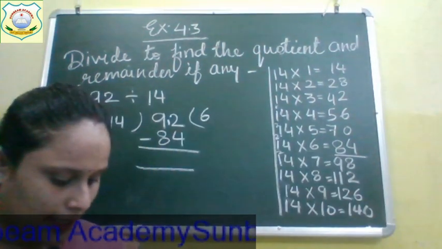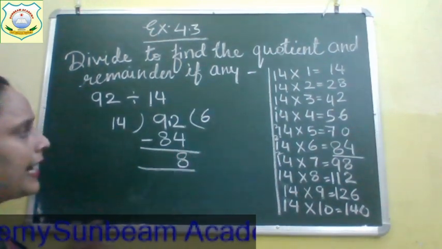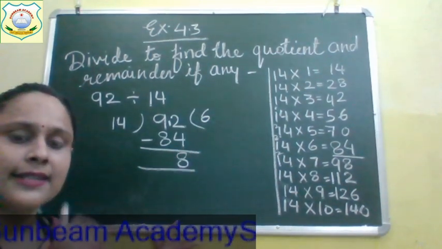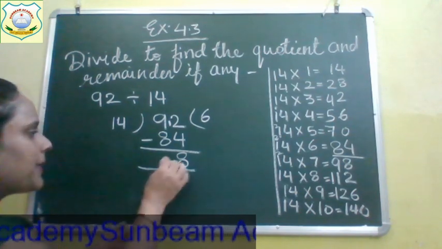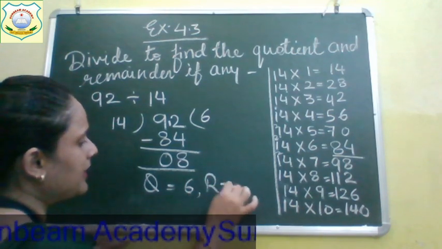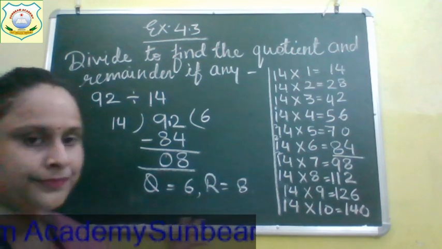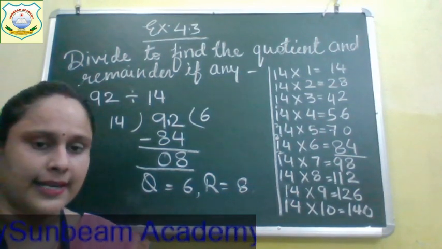All of you write down 8. 12 minus 4 is 8. Now 9 has given 1 to 2, so 9 will become 8. 8 minus 8, you will get 0. So quotient is 6 and remainder is 8.